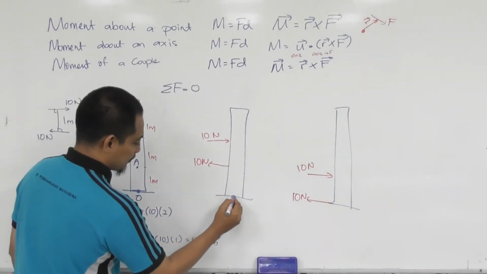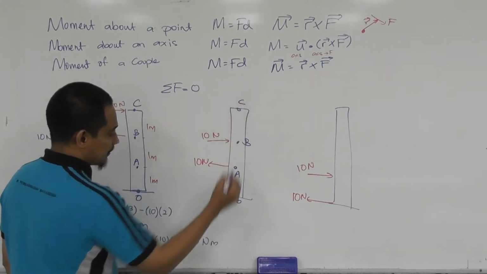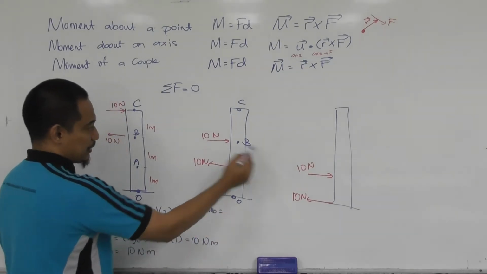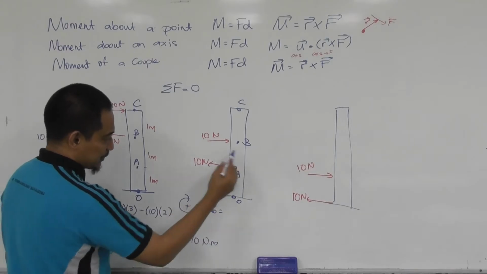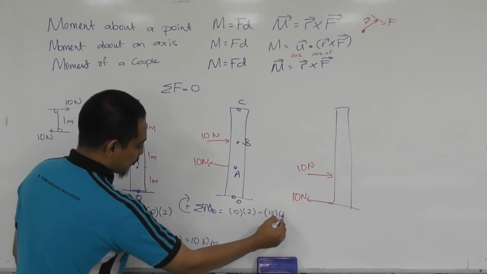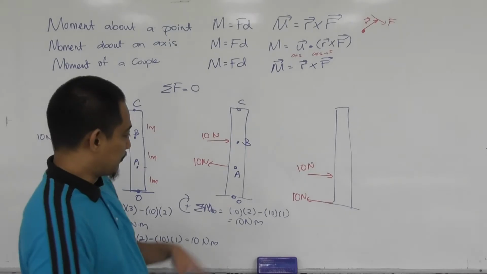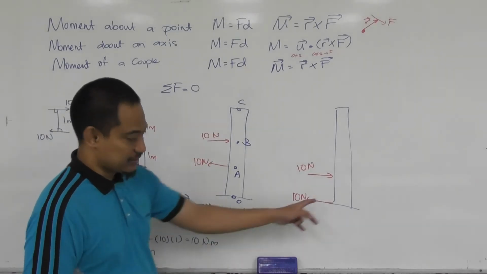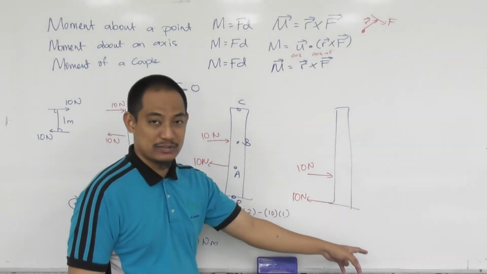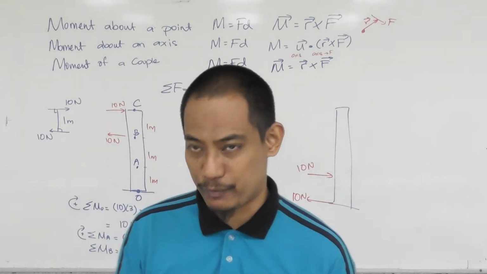Is this okay? So it's about point O, point A, point B, and point C, say. If you take the summation of moment about point O, and you still take clockwise as positive, you have 10 times 2 there, minus 10 times 1, you get 10 Newton meter. And you repeat again about points A, B, C, and if you want to try, you will see the same. About point O, it's still 10 times 1, which is 10 Newton meter. So that's what's special about a couple.